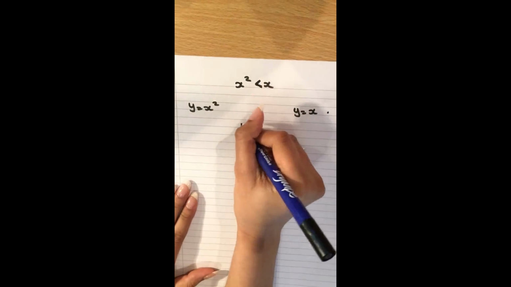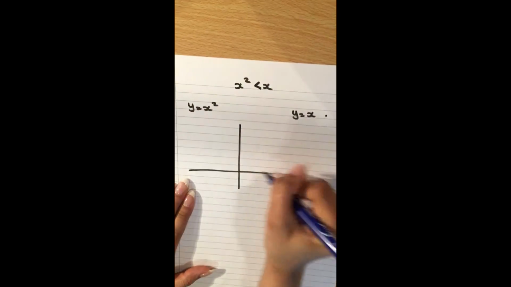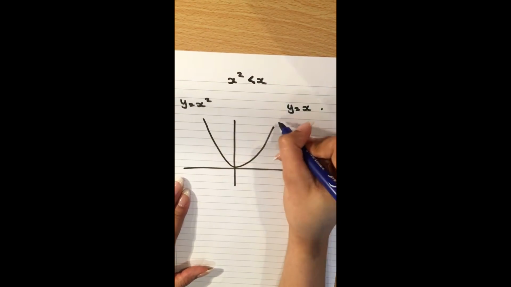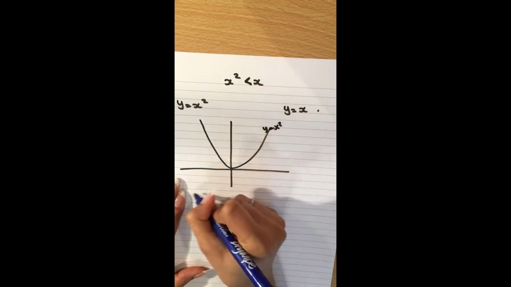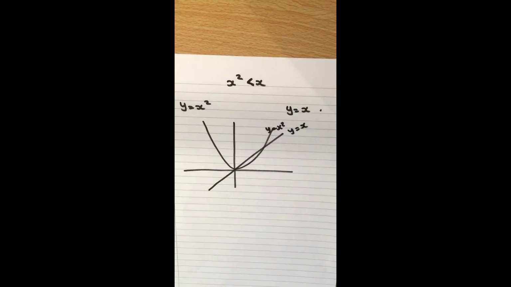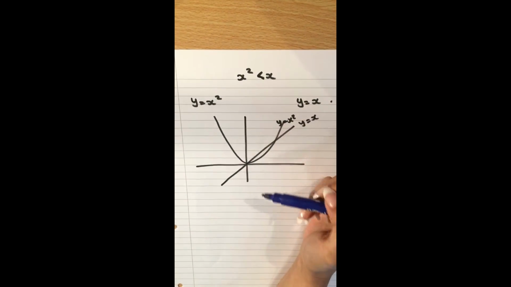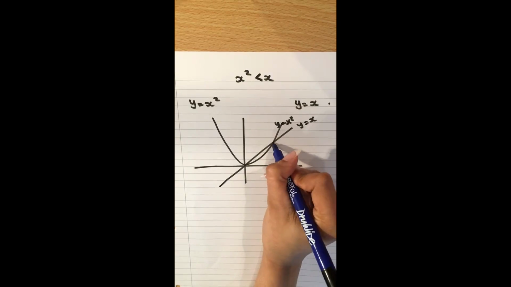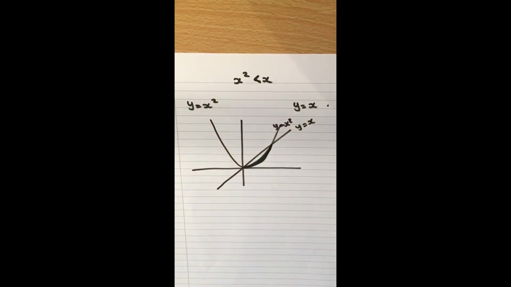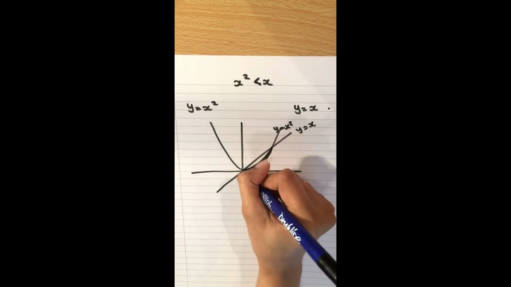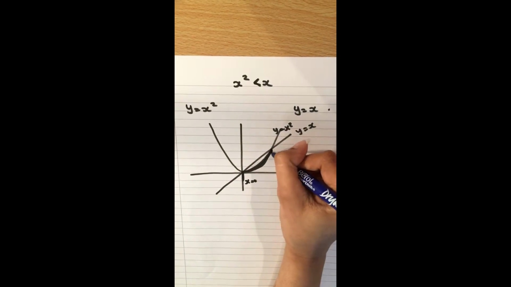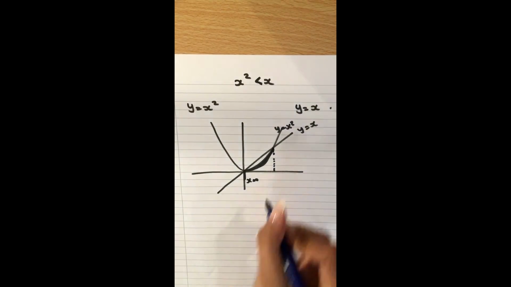So we draw both of the graphs. And that's y equals x squared, and the graph of y equals x. So we want the graph of x squared to fall underneath y equals x. So that is this region here. We want that region of x values. So here we can already see that one of them is x equals 0, and we need to work out what this other one is here.